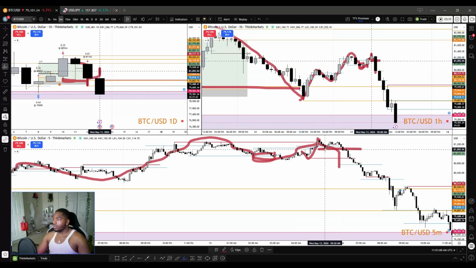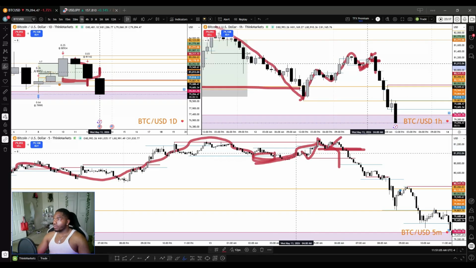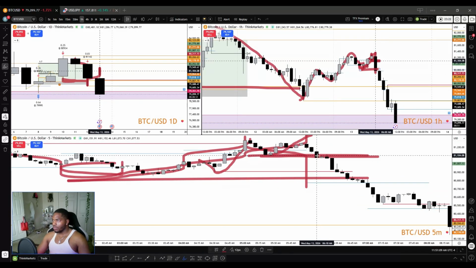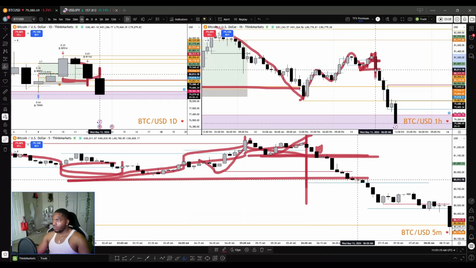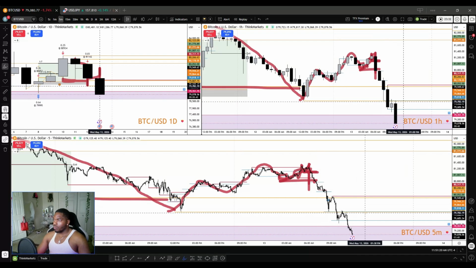So not only did it break a failed push here on the 5 minute, it broke a failed push here on the hourly too. And so you had two places you could have entered on that. It's either this candle right here or this entire 1 hour candle, which would have basically closed somewhere right here. And you would be in a good 1 to 3.